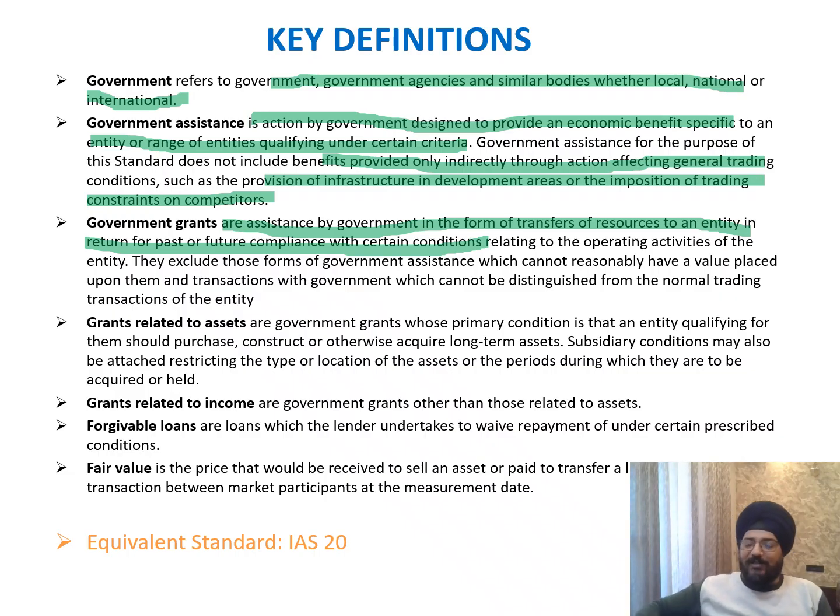So what are those conditions? We'll talk about the type of the grant, and then we'll talk about those conditions as well. So when we talk about the grant related to assets, the government grant, the primary condition is that the entity qualifying for them should purchase, construct or otherwise acquire the long-term asset.